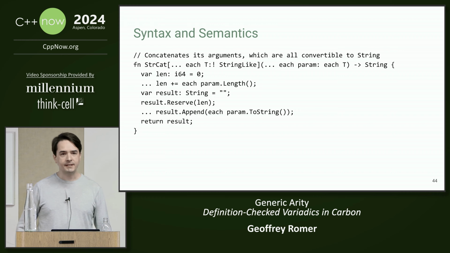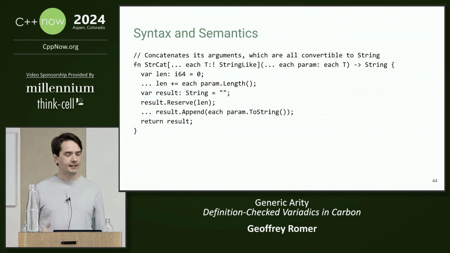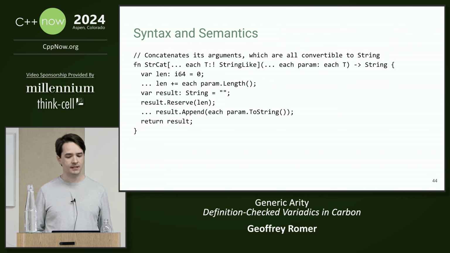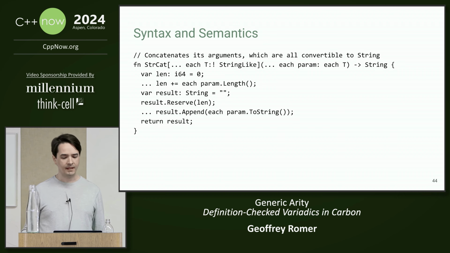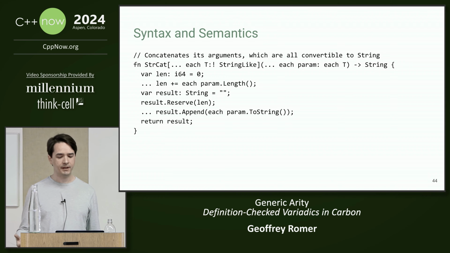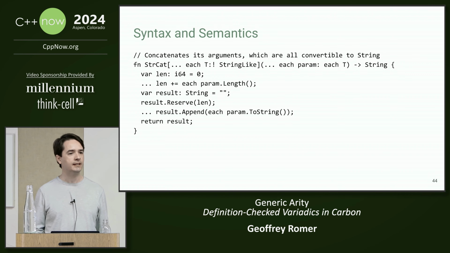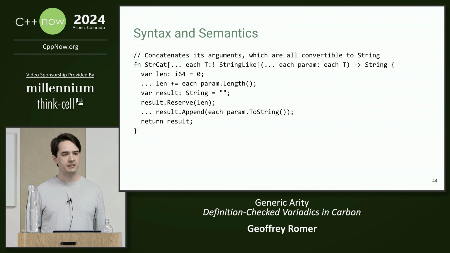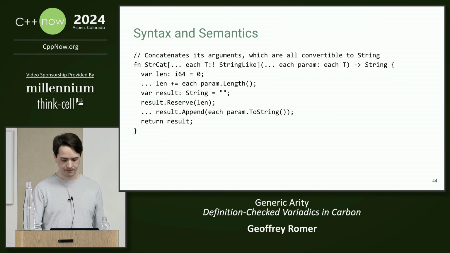So here's a more realistic example. Stircat concatenates its string-like arguments into a single output string. And string-like is a hypothetical interface that has toString and length methods. And the length is important because it lets us reserve space for the output up front instead of having to reallocate as the output grows.